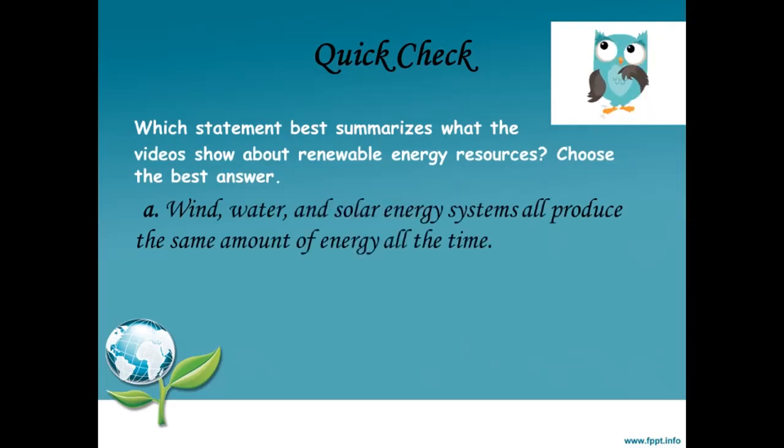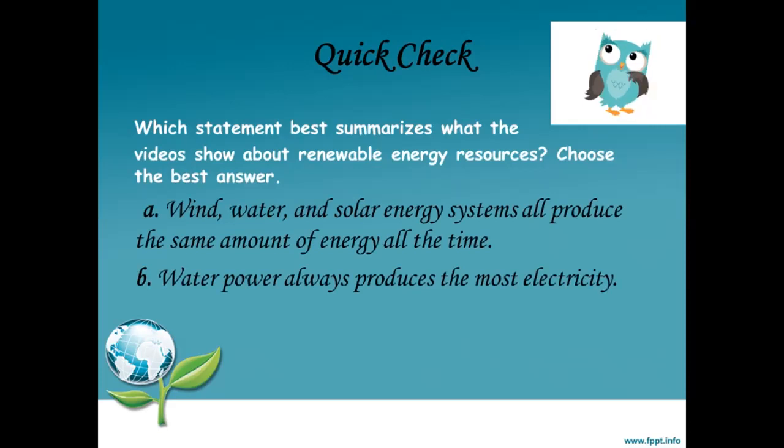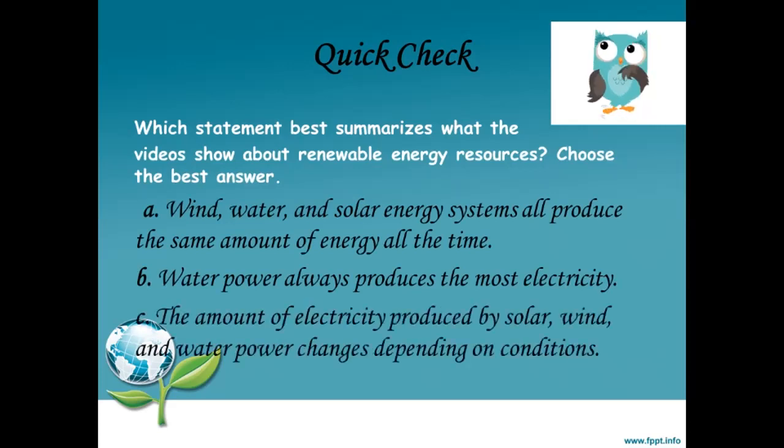A, wind, water, and solar energy systems all produce the same amount of energy all the time. Or B, water power always produces the most electricity. Or C, the amount of electricity produced by solar, wind, and water power changes depending on conditions. So what do you think, guys, is the best answer? Think of your answer to this question.